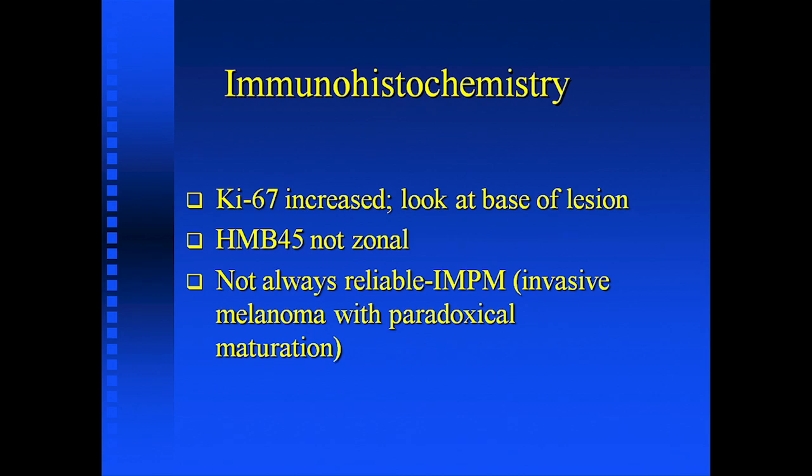The S-phase marker, Ki67, a proliferative marker, is increased, and particularly look at the base. And the HMB45, which usually has a pattern where there's more staining on top and less on the bottom, sometimes will show a diffuse pattern. But even these are not reliable, particularly the HMB45, because you can have what they call an invasive melanoma with paradoxical maturation, in which the cells get smaller and it really looks like a nevus for all practical purposes.